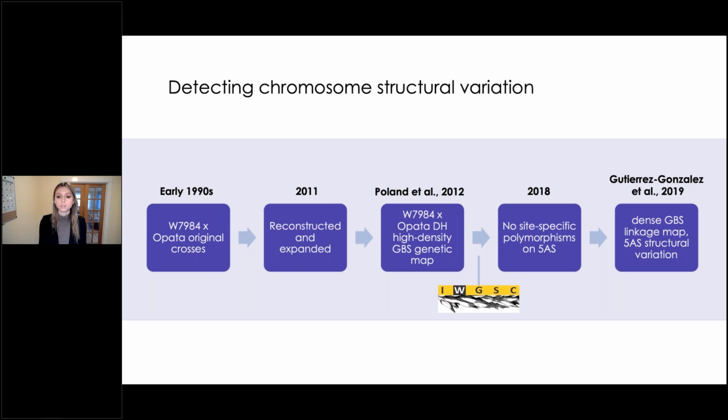The IWGSC reference genome really set the stage for our ability to identify that the short arm was missing. We first noticed in 2018, when we were doing our fine mapping population development, that we were having trouble developing site-specific markers and chromosome-specific markers for the short arm using exome capture data for both the Opata and W7984 parents, given their positions on the Chinese Spring physical maps. But ultimately, it was the dense GBS mapping and access to an annotated reference genome for the Gutierrez-Gonzalez et al. group that was able to detect this structural variation.